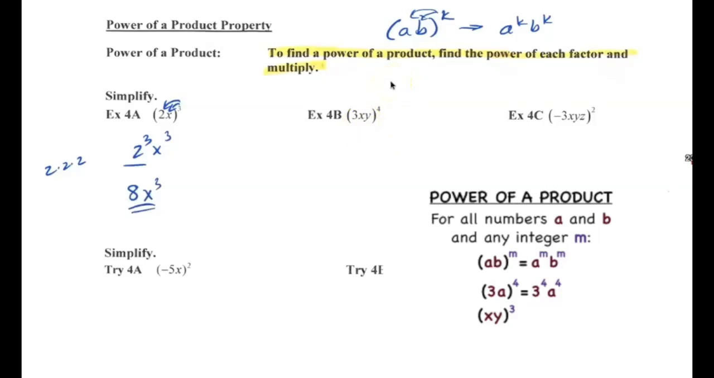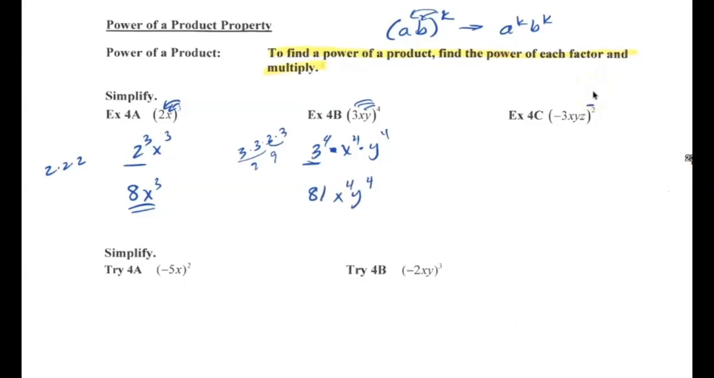Over here, same concept. That 4 goes to everything. 3 to the 4th, x to the 4th, y to the 4th. That's 3 times 3 times 3 times 3, 9 times 9, 81, x to the 4th, y to the 4th. Over here, same concept. That 2 is going to go to every single one. That's (-3) squared, in parentheses, we'll talk about. Then we have x squared, y squared, z squared.